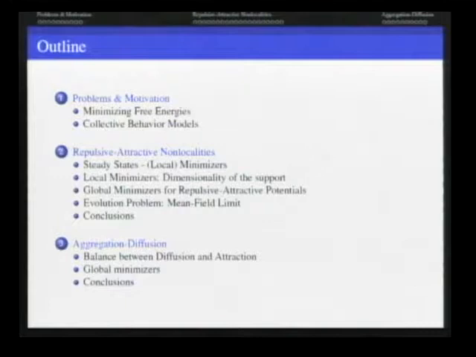And then I have divided the talk in two different parts. In one part, I will discuss non-local interactions between particles or individuals. You will see that in some of the models. And then I will discuss some more recent work in which I have introduced also some nonlinear diffusion and see how to play the balance between these two effects. Okay, so let's go.